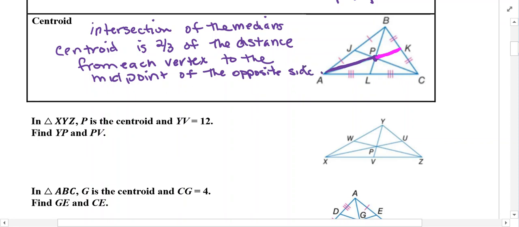So the centroid is the intersection of the medians. The centroid is 2/3 of the distance from each vertex to the midpoint of the opposite side. So looking at our picture, AP is 2/3 of the median, which is AK. And PK would be the remaining 1/3.